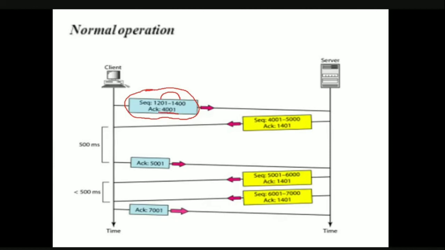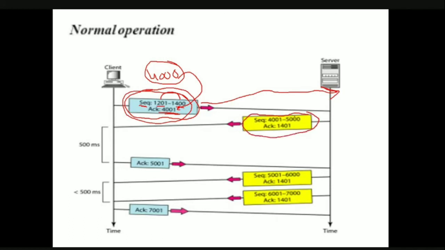What is the meaning of acknowledgement 4001? It means the client has already received all the segments up to 4000 successfully. Now it is expecting the next segment with the sequence number 4001. So this is the meaning of this. And here, the client is sending the segments with sequence numbers 1201 to 1400. Now this information will be sent to the server. After receiving this information, what the server is doing, you can see in the yellow color.